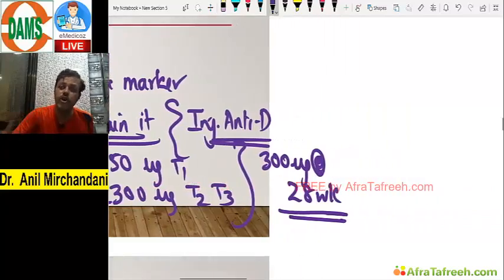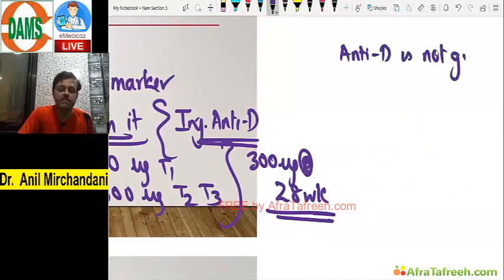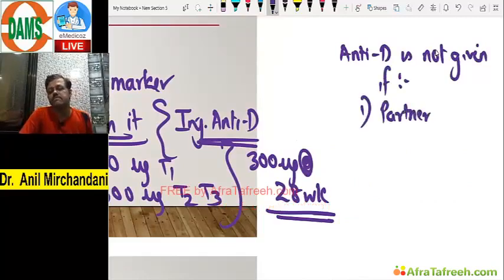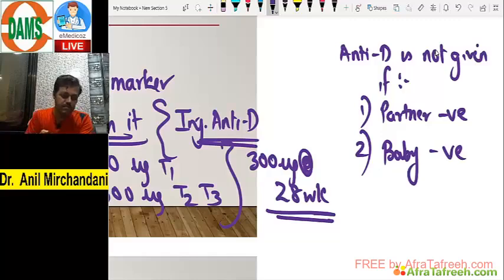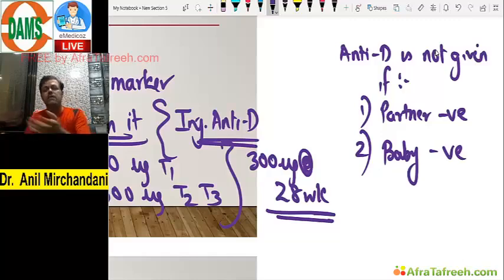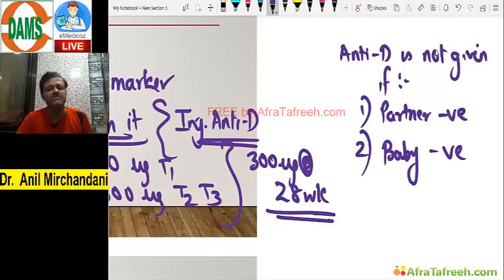When are you not supposed to give anti-D? Anti-D is not given if the partner's blood group is negative. Anti-D is not given if the baby's blood group is negative. So the newborn baby's blood group is done and that blood group has come out as negative. Mother is negative, baby is negative. If the mixing has happened, it is negative blood with negative blood. Nothing is going to happen. We are not going to give anti-D injection at all if the baby is Rh negative.